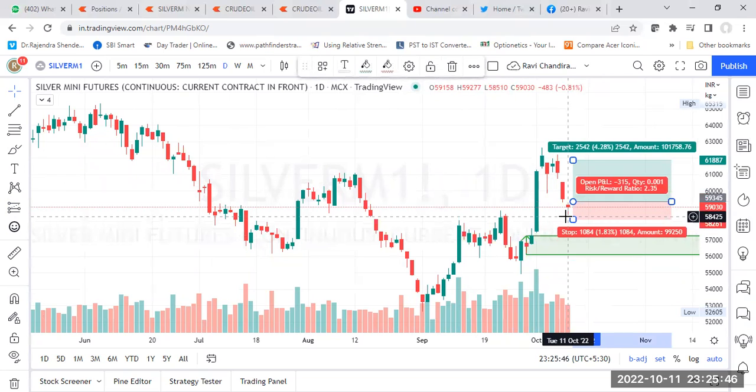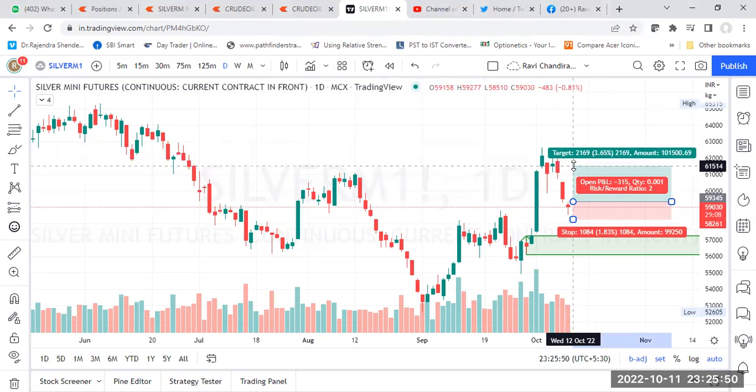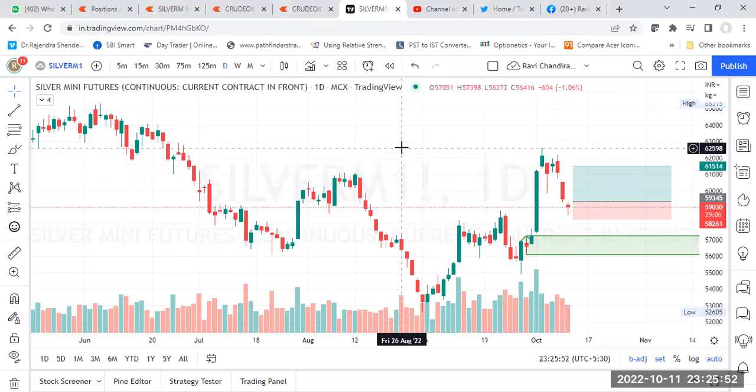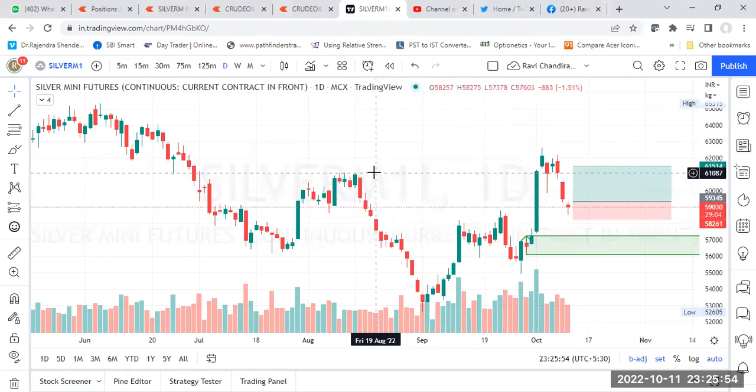My stop loss will be very small here, and my profit will also be 1:2, which will be just below this supply zone. So this will be a quick in and out trade, and it will give me a very small stop loss, a very small risk, and a very quick return. The price may go up from here, but then I'm not interested because here I will have made my 2:1.